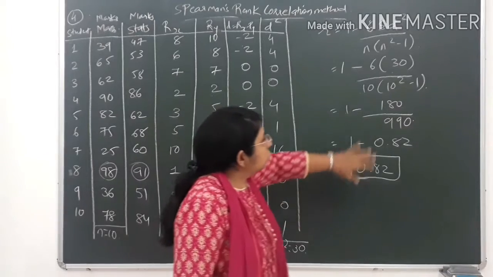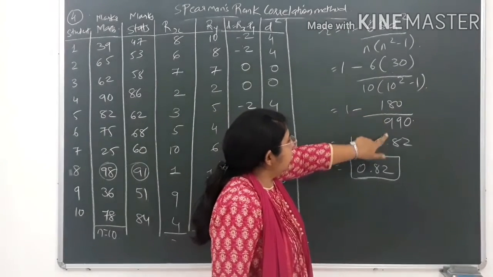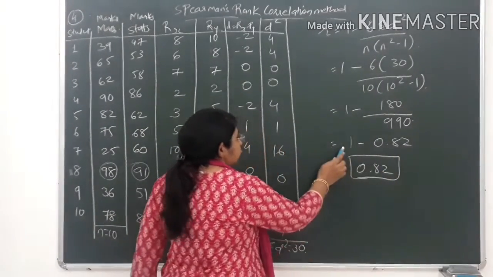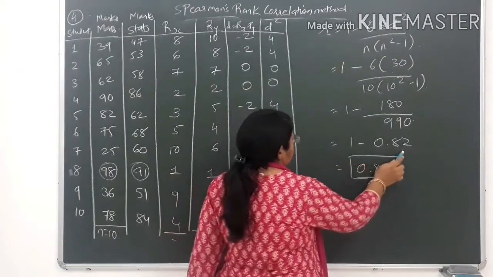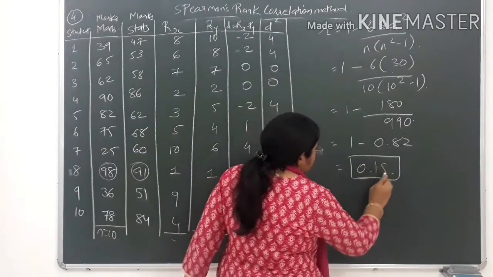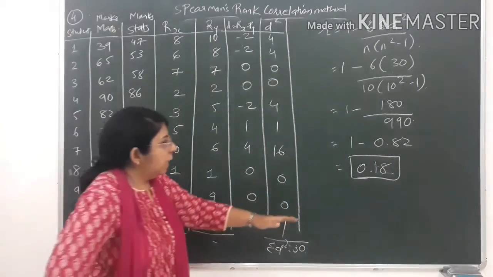With the help of a calculator, do the division of the numerator and denominator, that is 180 divided by 990, it would come to 0.82. Subtract that value from 1. So 1 minus 0.82. By mistake I have written it wrongly over there, your answer would come to 0.18. So that is the end of the sum.